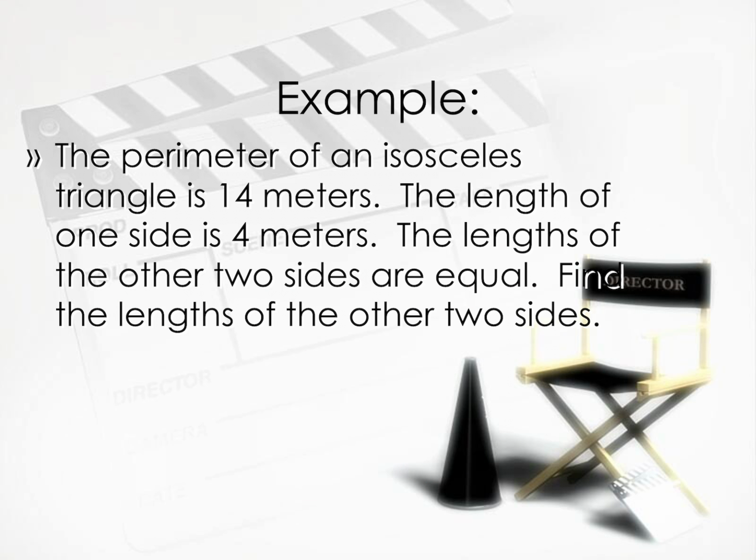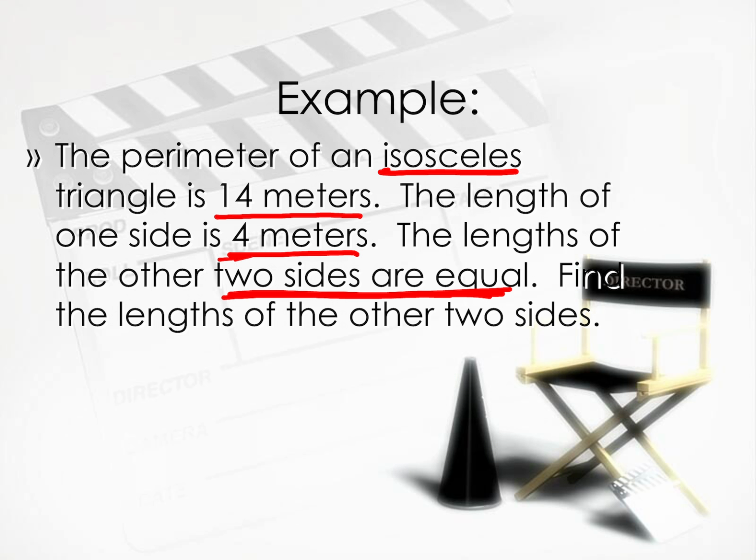So another one here is a perimeter. We have the perimeter of an isosceles triangle is 14 meters. Remember, isosceles means two sides are the same. The length of one side is 4 meters. The lengths of the other two sides are equal. That's what our isosceles means. We want to find the lengths of these two sides, so they have to be the same.